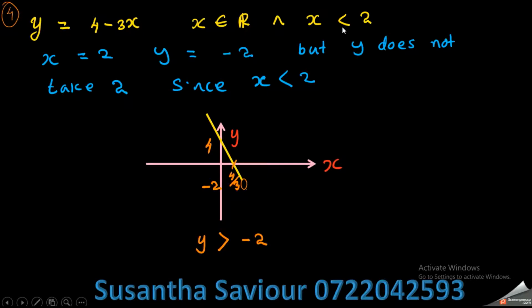Equality is not there because the equality is not here. Understood? So this is the domain, and the range of our function is y is greater than minus 2. Now you can very clearly see the range totally depends on the domain input set.